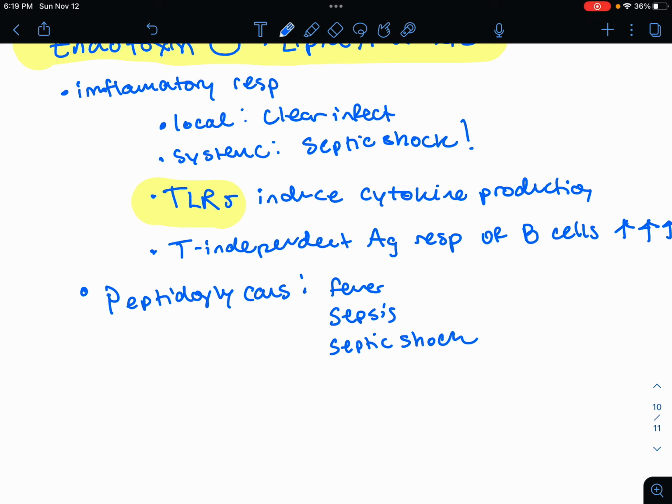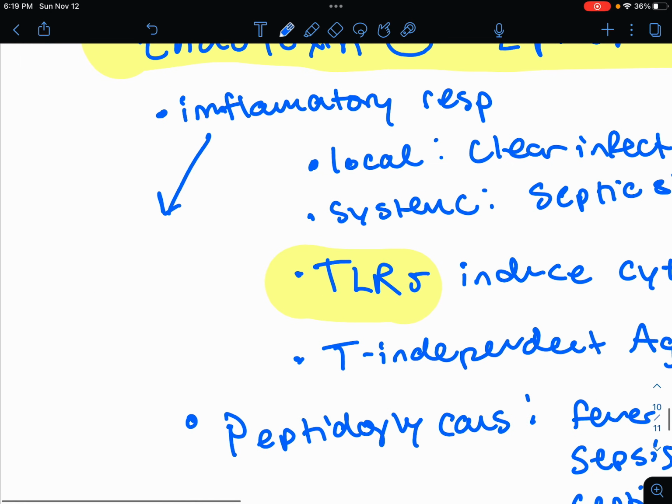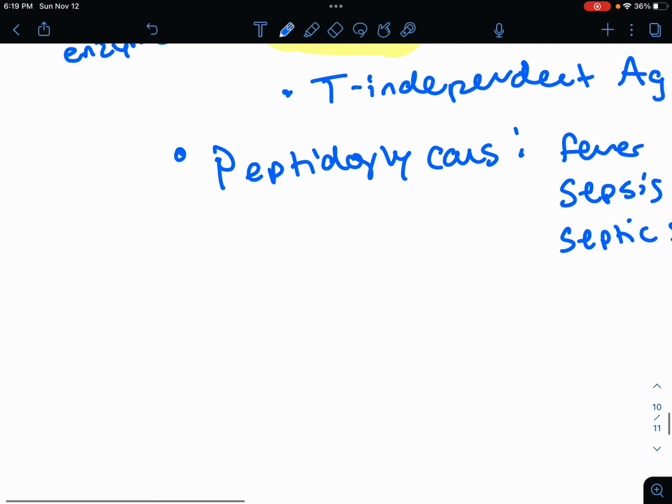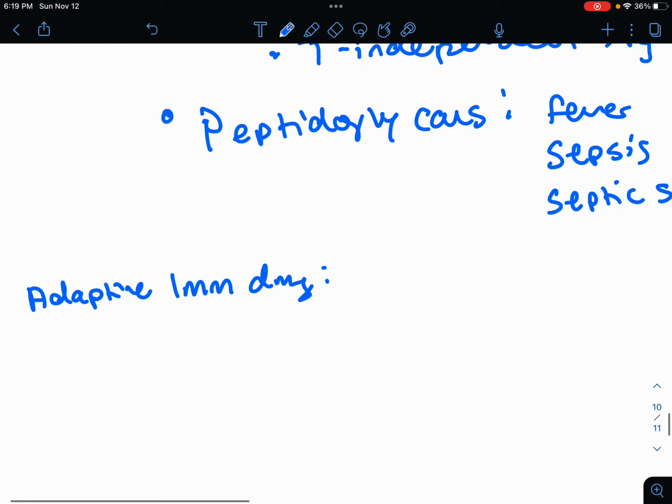And we're almost finished. Okay, damaging effects of the immune response. So inflammation again. They could cause some damage. They could have the phagocytes release enzymes, and that could really mess up our own cells. Adaptive immunity has this form of damage. We have immune complexes.